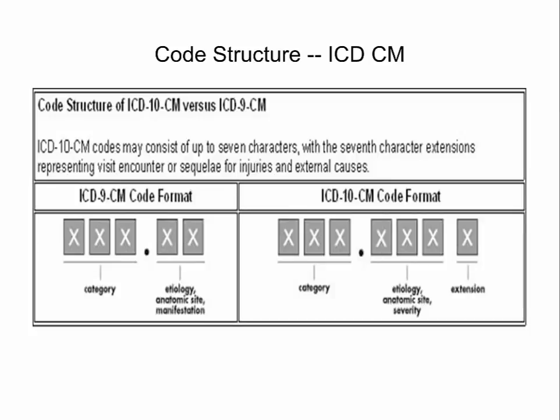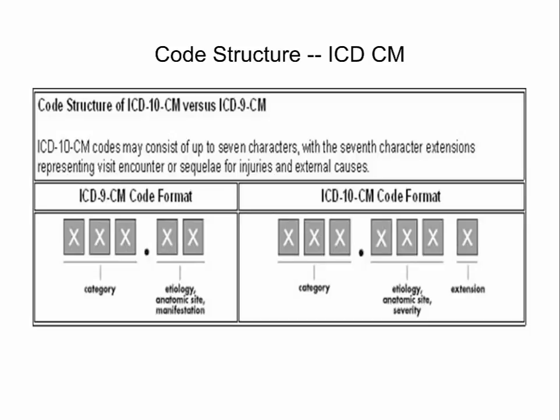Here is an illustration of the code structure of ICD-10 CM compared to ICD-9 CM, including the category, the etiology or anatomic site, and manifestation for both. The ICD-9 CM code format has the category for the first 3 characters, the decimal point, followed by the etiology, anatomic site, or manifestation for the last 2 characters.